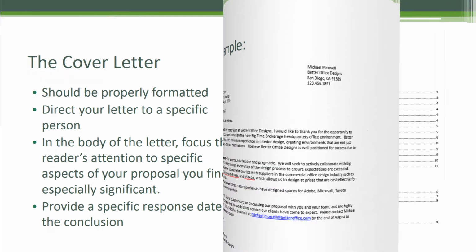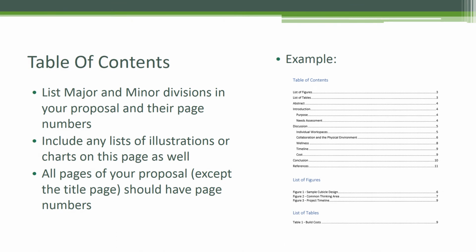The next page is the table of contents. An example of a table of contents you can see on your right. You'll see it lists both major and minor divisions, and you want to include those elements and their corresponding page numbers. You'll see at the bottom they listed figures and tables. You want to include any lists of illustrations or charts and the like on this page as well. All the pages of your proposal, except your title page, should have page numbers, so you can have page numbers correspond for all the elements of your proposal on this page.